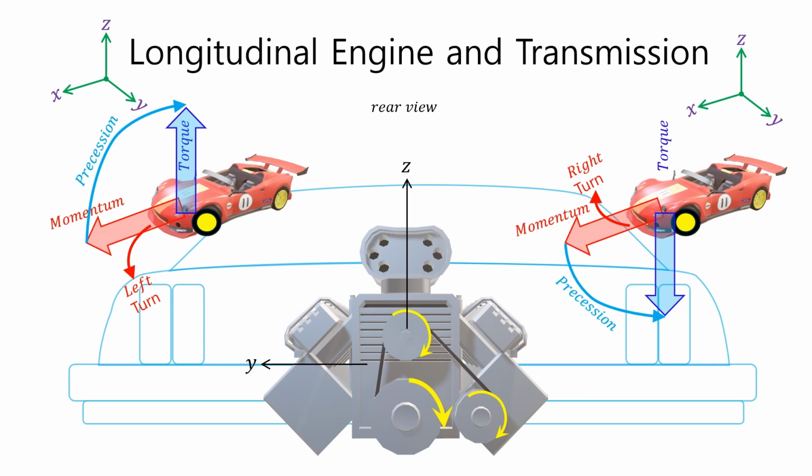Engines, transmission components, and electric vehicle motors all rotate. This time, we will learn about the precession effect of these powertrain rotating components in the longitudinal engine and transmission. First, let's assume that all powertrain components rotate about the positive x-axis. The engine, transmission, and motor all rotate about the positive x-axis that faces forward.